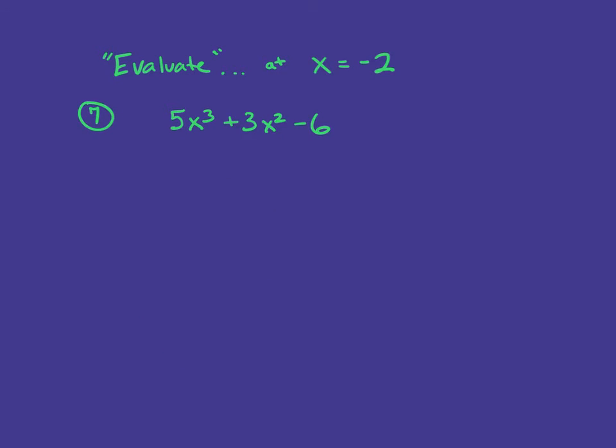Number 7, again, evaluate at x equals -2. So again, anytime we see an x, we're putting -2 in there. And here we've got a couple x's there. So I'm going to rewrite this, but with the -2's inserted.